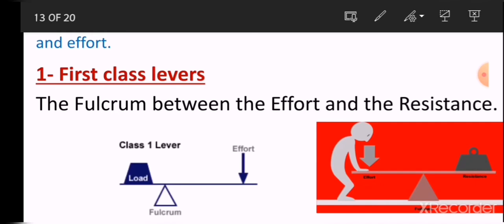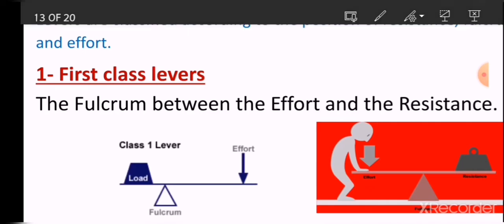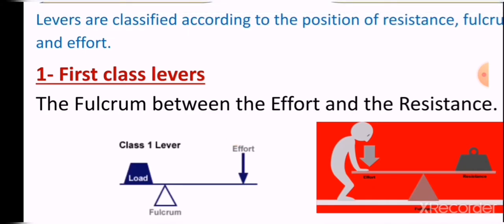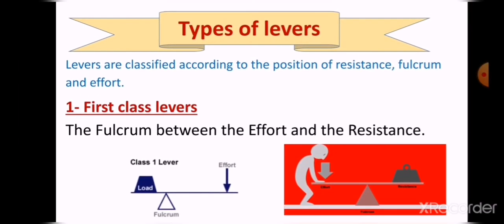So the lever means a rigid bar that rotates around a fixed point called fulcrum and is affected by effort force and resistance force. Okay? You have learned the structure of levers. So any lever consists of resistance force, effort force, and fulcrum.